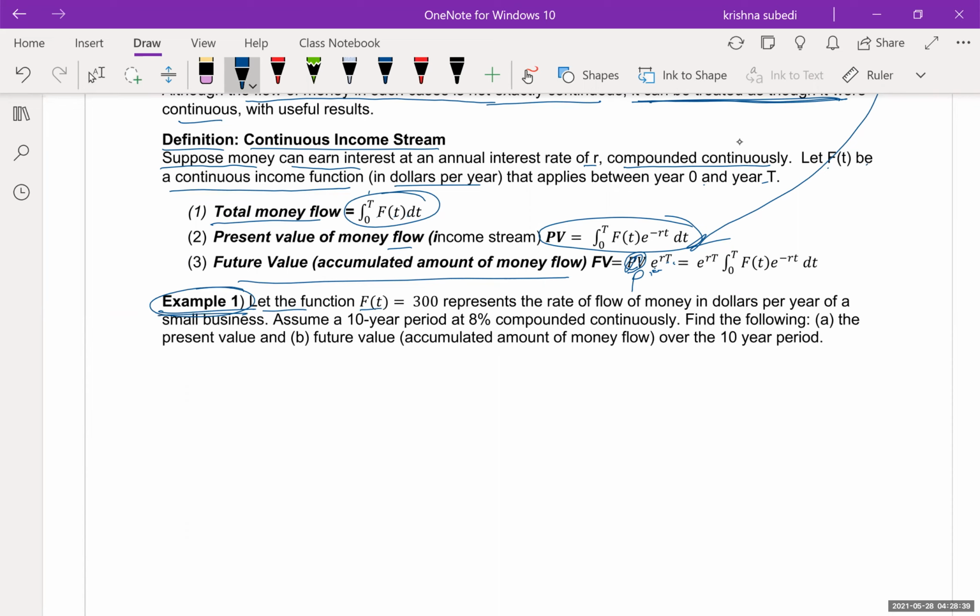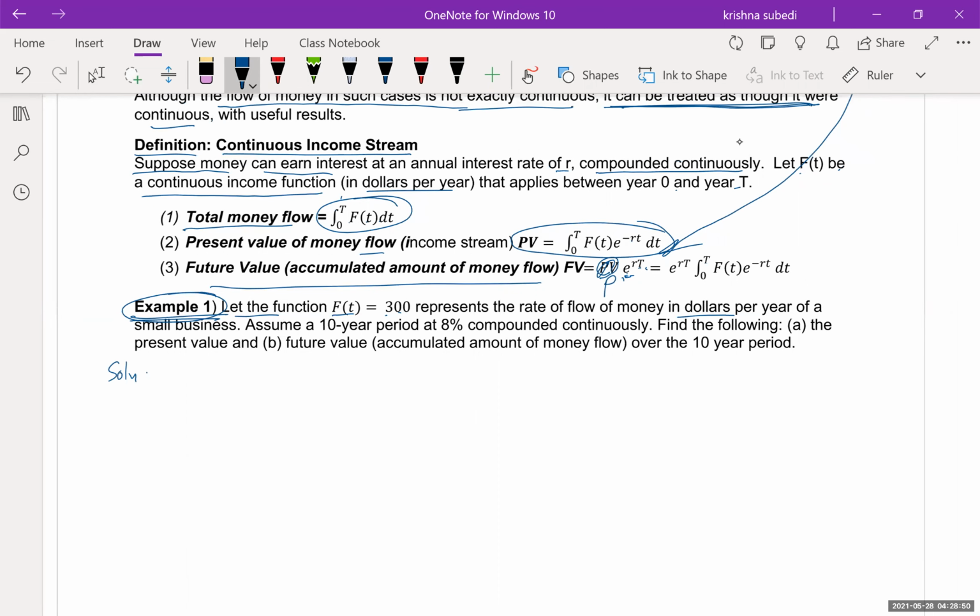Let the function f of t be 300, representing the rate of flow of money in dollars per year of a small business. So what is given here is f of t. You can write a capital F or a small f, it doesn't matter. f of t equals 300. This is given. Assume a 10-year period, so t is given as 10 years. 8% compounded continuously. So R is given as 8%, which you can change into a decimal, which is 0.08.